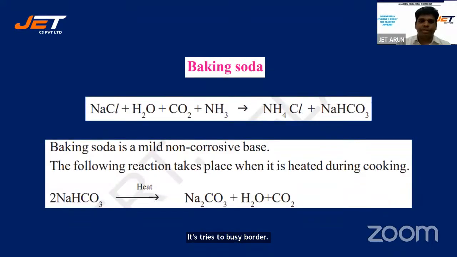Baking soda. For baking soda, the equation goes like this, students. NaCl plus H2O plus CO2 plus NH3 gives rise to NH4Cl plus NaHCO3, baking soda. Baking soda is a mild, non-corrosive base. The following reaction takes place when it is heated during cooking. It's usually added for cooking, students, in some recipes for faster cooking. So when it's heated, what you get is sodium carbonate, water, and carbon dioxide.